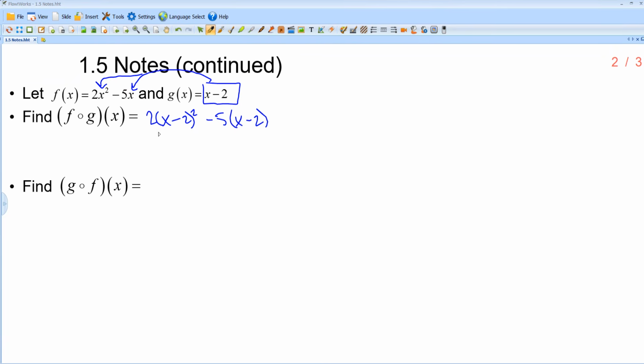If you're looking at this new thing that I just wrote compared to the original function, notice that the only thing that is different is instead of writing x, I wrote parentheses x minus 2, and that's because that is what the g of x function is. So I'm going to distribute this negative 5 first. It's just the order that I like to do things in.